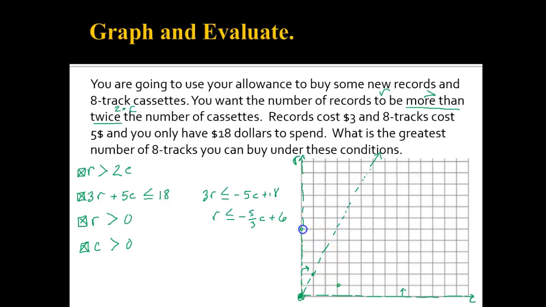And less than or equal to. Now, here's the tricky part here. Our important points are going to be at the corners of these graphs. So let me get a different color and highlight those important points. The important points are right there, and right there.